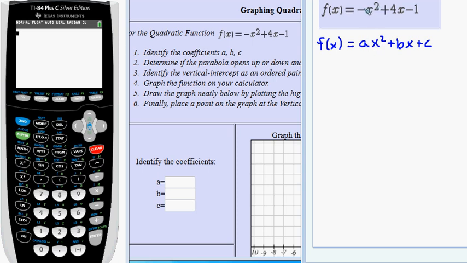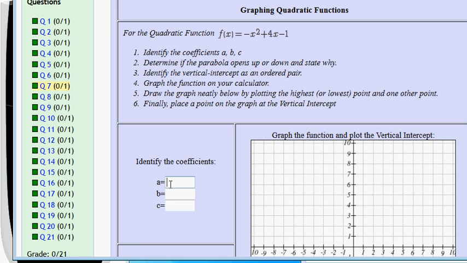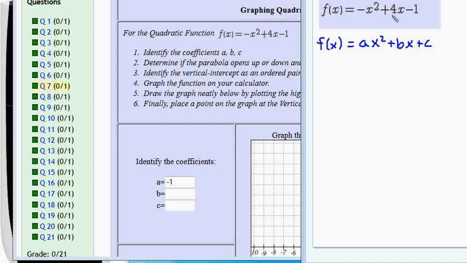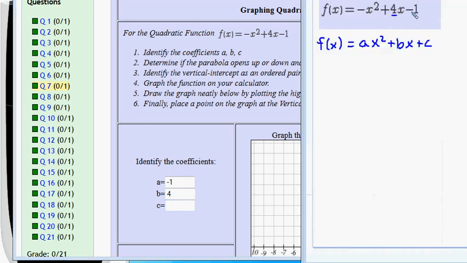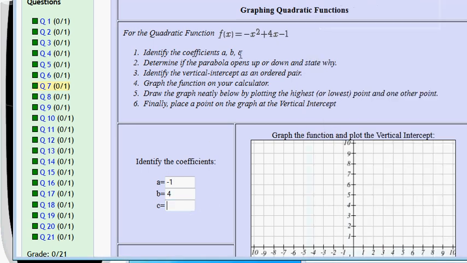So in our case, a would be the number in front of x squared, here negative 1. So a would be negative 1. I'm going to go back here and type in a equals negative 1. The b value is defined to be the number in front of the x. So in that case, this is 4. So b is 4. The value of c is always the constant at the end. So our constant out here with no variable is negative 1. So a was negative 1, b is 4, and c is negative 1.